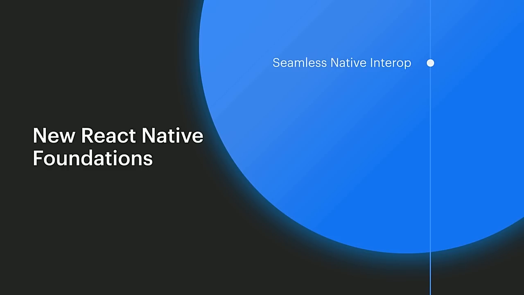Second, we're changing the way that JavaScript communicates with native. And this will give us a new ceiling for performance. And third, this work will unlock some really exciting new capabilities from React, such as improved cooperative scheduling.